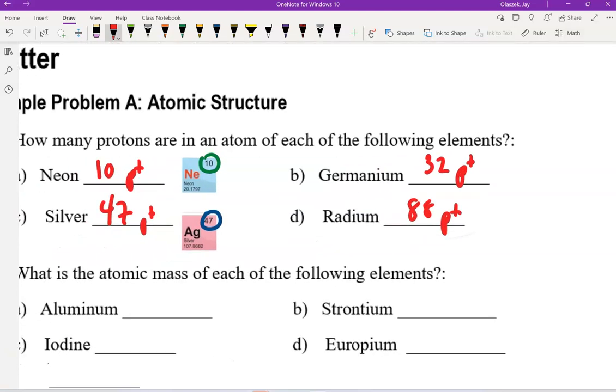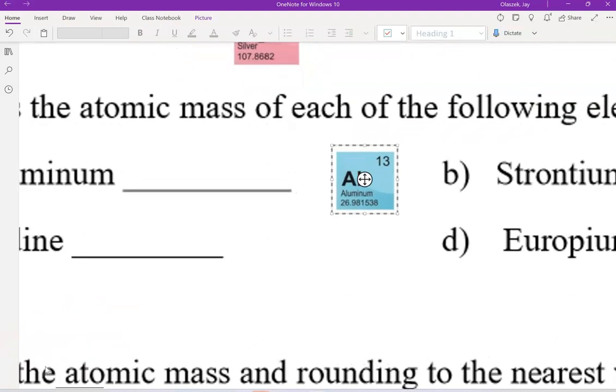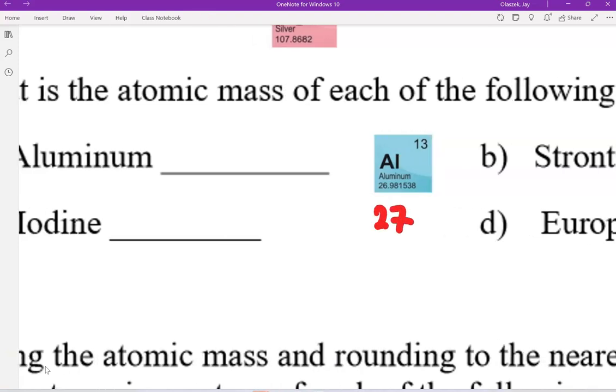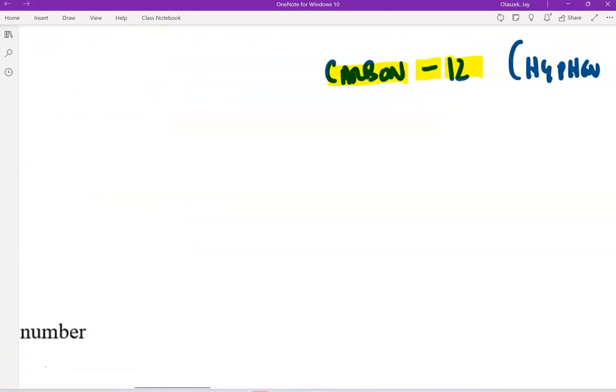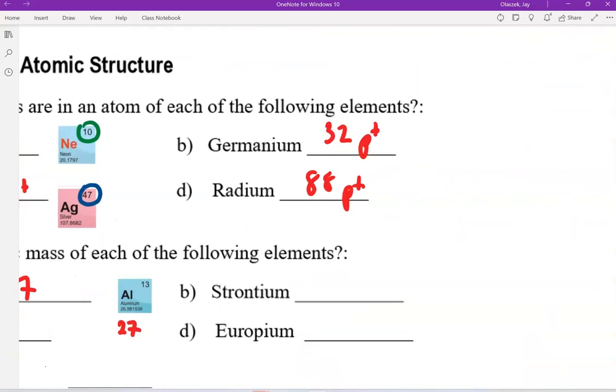Let's take a look at number 2. What is the atomic mass of each of the following elements? Well, let's look up aluminum. Okay, atomic mass is the larger of the 2 numbers. Aluminum's got this atomic mass of 26.9815. Bunch of stuff. We're not really worried about that. We are going to round that up to the nearest whole number. Let's call that 27. And that's all you have to do. So we're going to look up, say, strontium. We see strontium right here. It's in group 2. Strontium's got an atomic mass of 87.62. Let's round that to the nearest whole number.